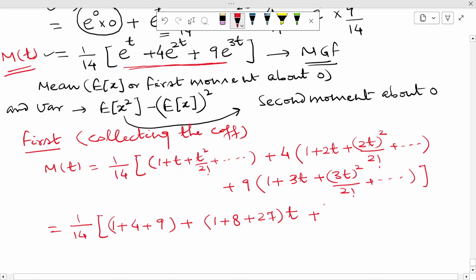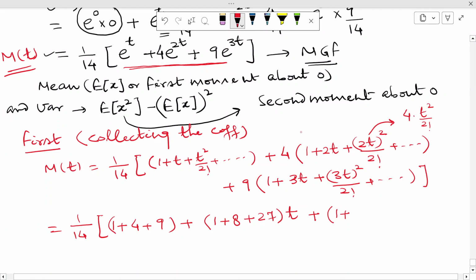Now next we will have the coefficient of t square. In fact, the coefficient of t square over factorial 2. This can be written as, here in the first bracket it is 1, and in the next bracket, because you are collecting the coefficient of t square over factorial 2, this term can be written as 4 times, because you are performing the square, so it is 4 times t square over factorial 2. This term can be written like this.